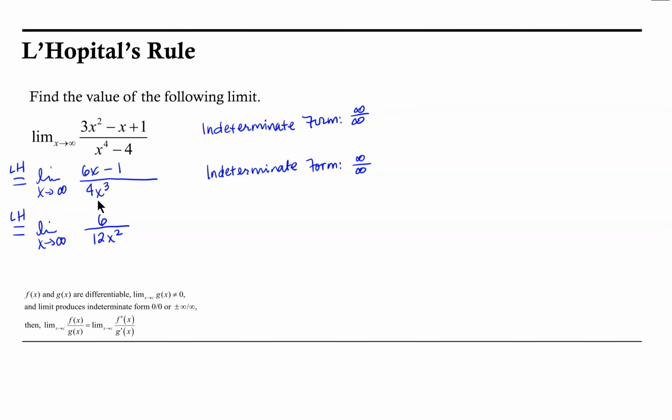Now, as x approaches infinity, my numerator remains 6, and my denominator increases without bound. So as I divide 6 by larger and larger values of the denominator, this limit will approach 0.